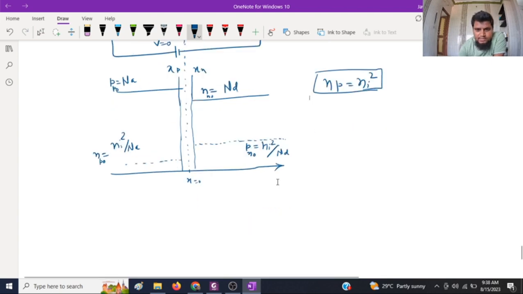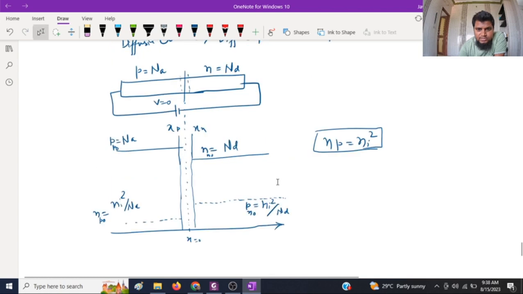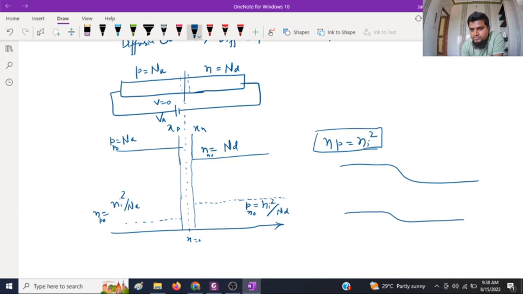However, when the junction is slightly forward biased, let's assume with voltage VA, then the Fermi levels will be something like this. The Fermi levels will be separated by QVA, EFn and EFp. In the junction region, because the Fermi levels are separated by QVA, the mass action np equal to ni square will not exist, because there is an external bias which is deliberately trying to maintain this difference in the Fermi levels.